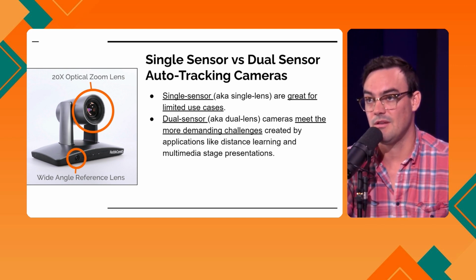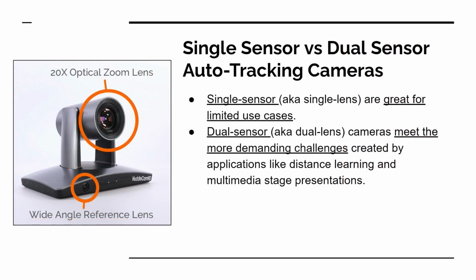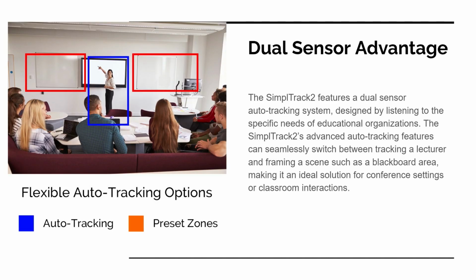But a dual sensor scenario, two lenses as we looked at, meets more demanding challenges, and it's really good for distance learning, multimedia stage presentations, and really providing a superior experience for the video that can be used. And that's what we're going to show today. Not just tracking, but automation. And automation not just of the camera movements, but other cameras and other systems. So it's going to be really cool when we look into this.